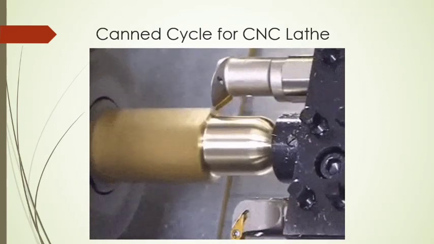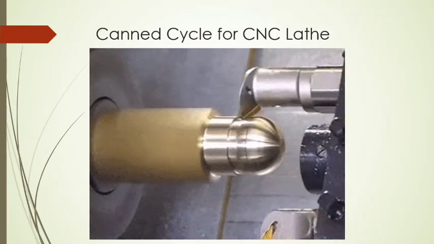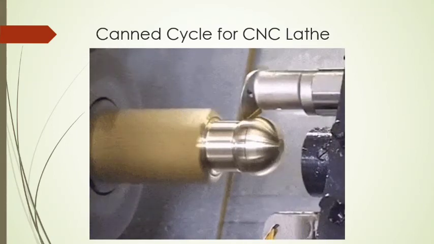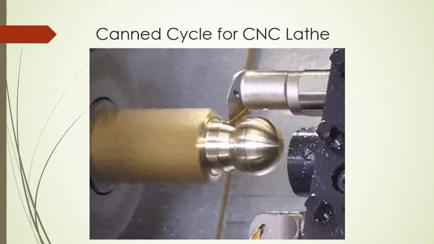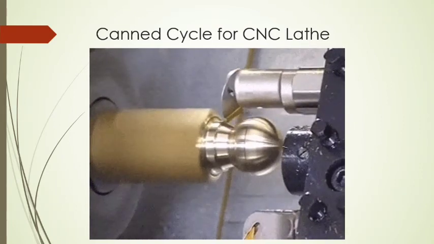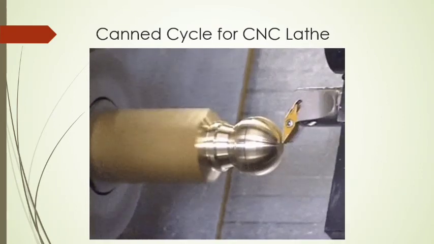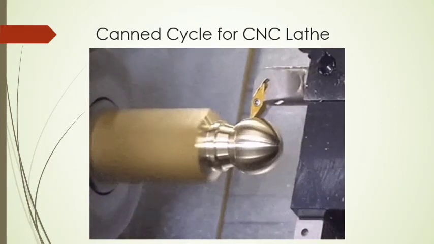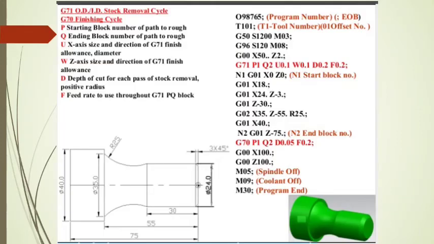That is why CANT cycles are introduced in CNC lathe programming. So here you can see this part is manufactured in multiple steps. Now we will study about how to write programs for such CANT lathe operations. First set of CAN operations is G71, that is stock removal cycle, and G70 finishing cycle.